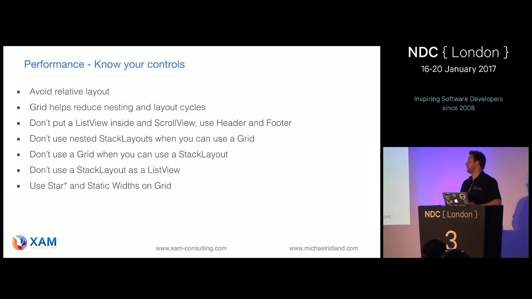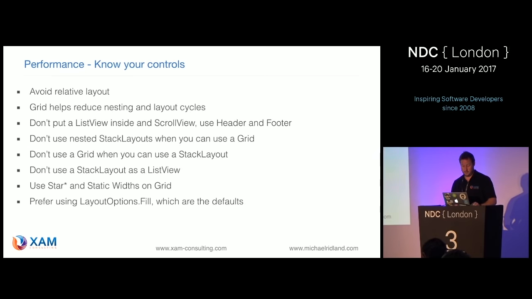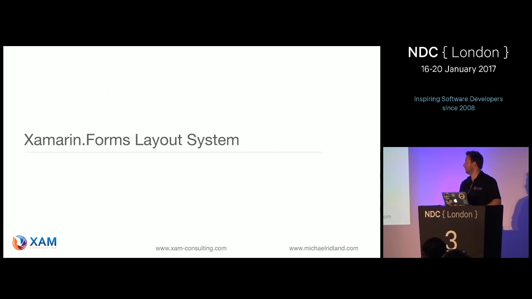On a grid, there's three options for a width or height. You can use star, or you can use a static value, or you can use auto. Stay away from auto and stick to either the star or the static widths. Prefer using the layout option fill. These are the defaults. There are other options where you can use start and end, but using fill is better, and you'll see why as we move along.